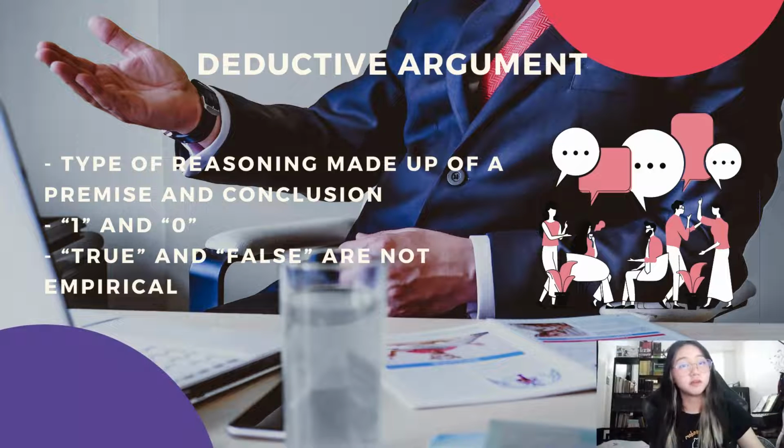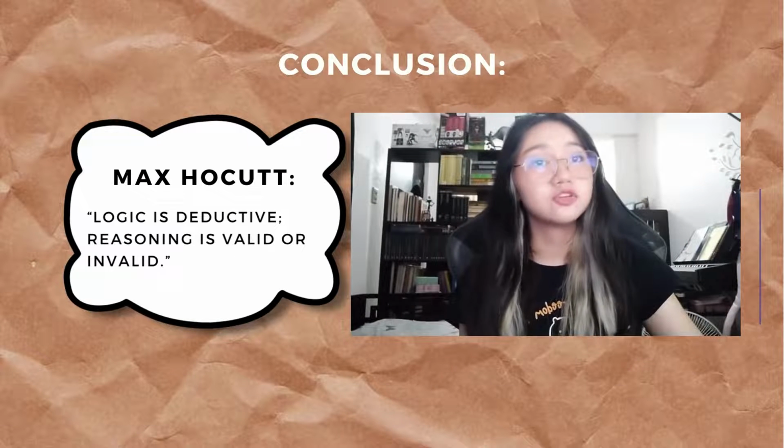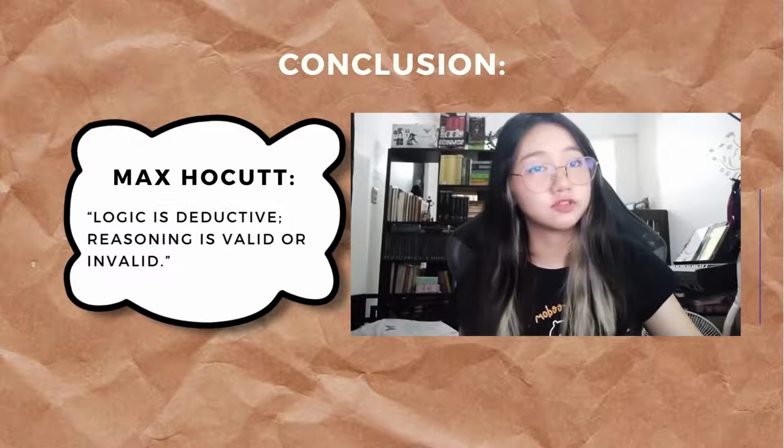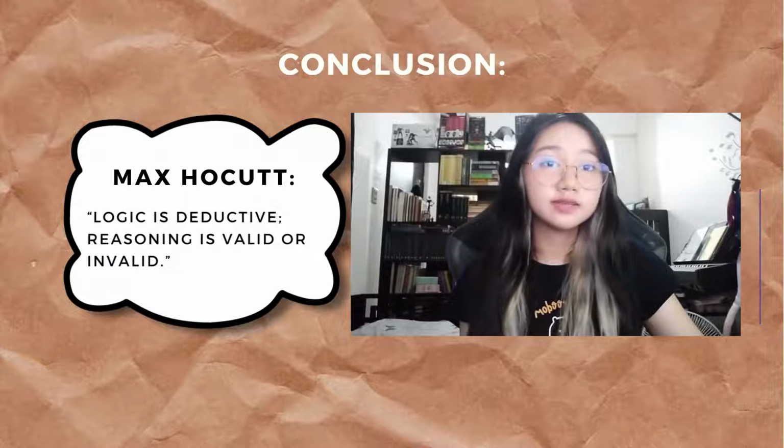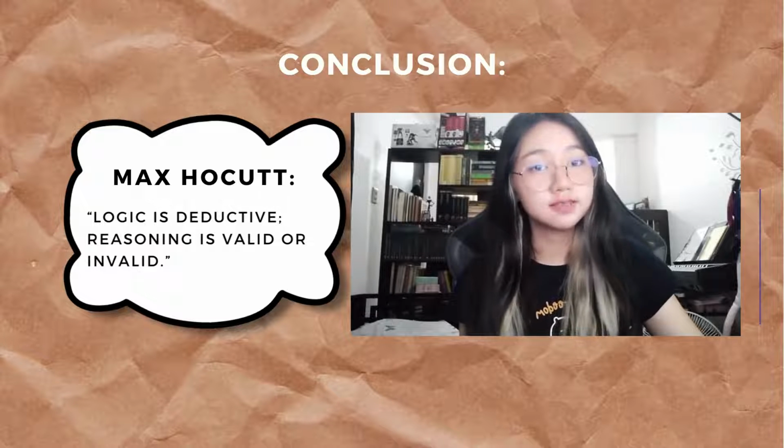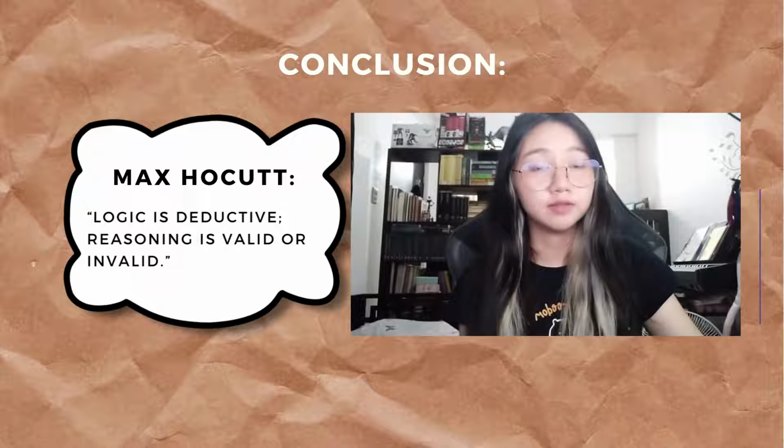A deductive argument is a type of reasoning made up of a premise and a conclusion wherein the meaning of the words true and false are not empirical, which is why some logicians use 1 for true and 0 for false to avoid the attached meaning of the two truth values. To sum things up, just remember what Max Hokut said, which was, logic is deductive, reasoning is valid or invalid.